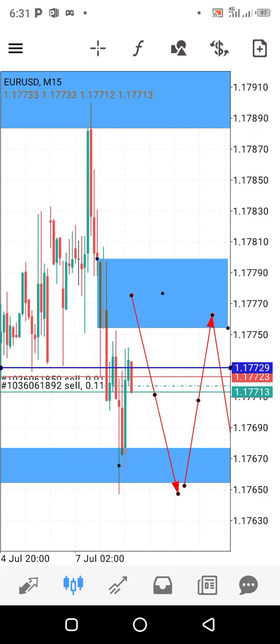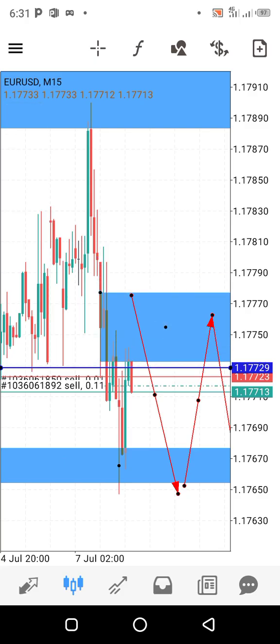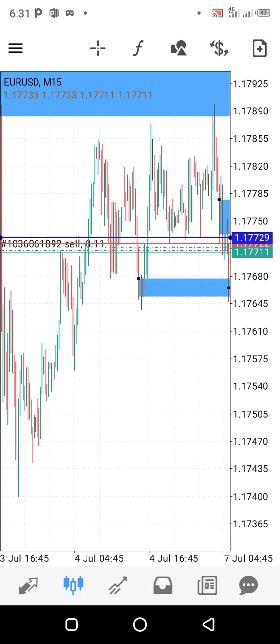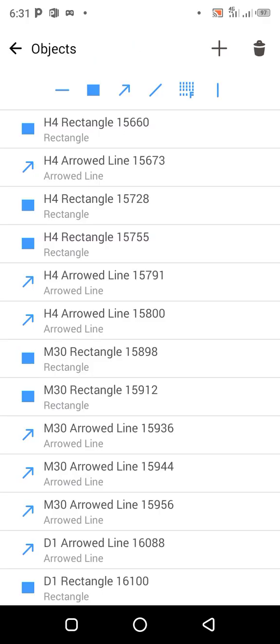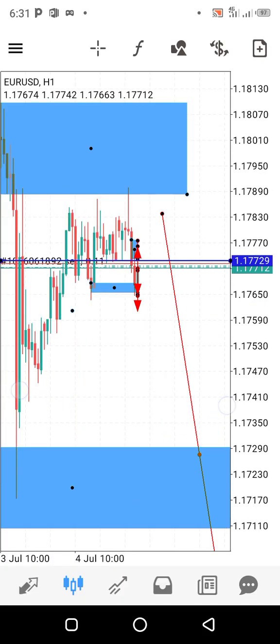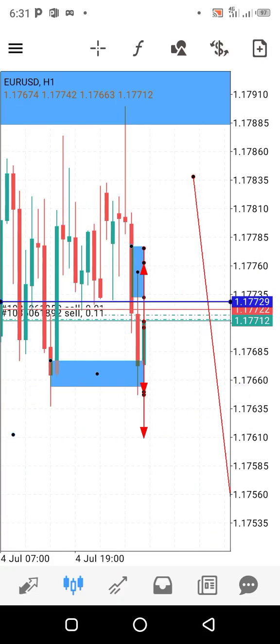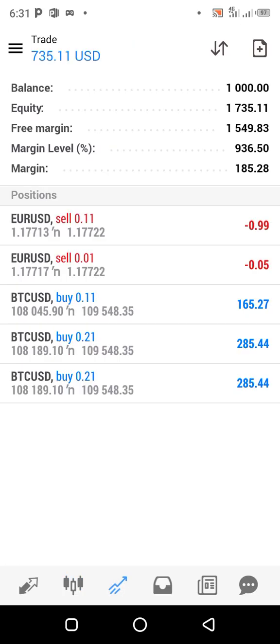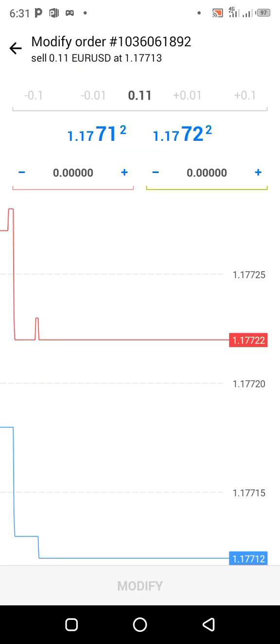EurUsd. Stop loss is just above the supply area here. That's where I put my stop loss, and then take profit. For now I could be aiming for even this. Let me just go to the H1 so that I can show it clearly. So I'm just aiming for this supply zone around here. That is 1.17660. So we shall modify.